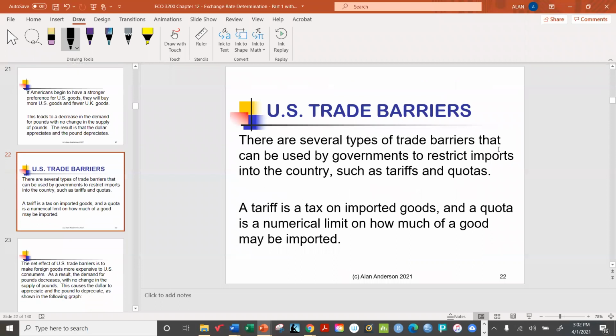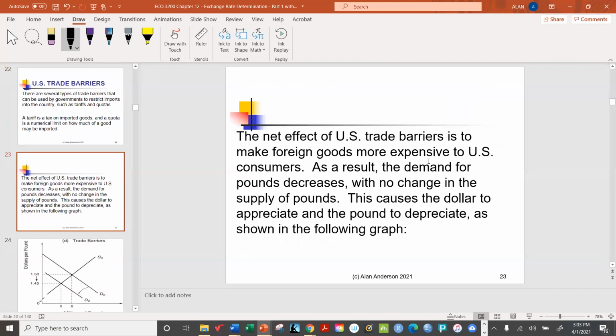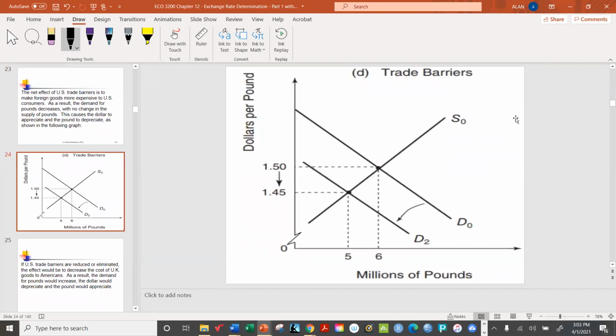All right, and what about this one? What about trade barriers? If the US imposes trade barriers on the importation of British goods and services, that means that British goods become more expensive to American consumers, and therefore Americans will simply buy less British goods. This is essentially the opposite of what we just saw. Suddenly, Americans are buying less British goods, although we're assuming that there's no change in the purchase of American goods by the British. So this only affects the demand curve for pounds. In a negative way, people in the US are buying less British goods. The demand curve shifts to the left.